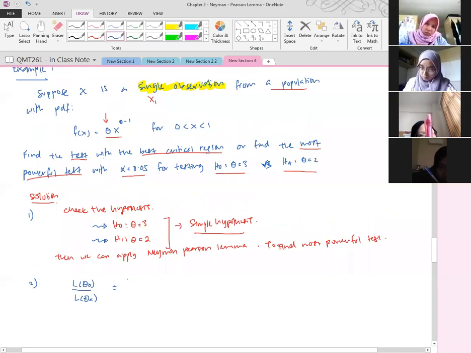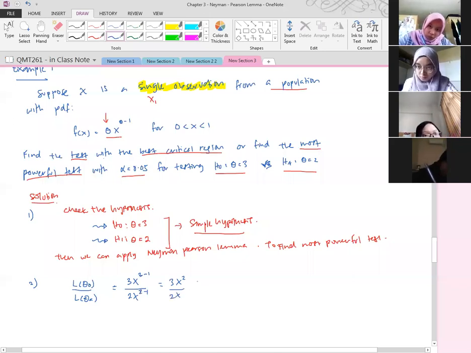So this one is for 3x power of 2. 3x power of 2 means I substitute the value of theta equal to 3 into theta x^(theta minus 1). So it should be 3x power of 2 divided by 2x power of 1. Right? So if you put it this way, 3 minus 1, 2 minus 1, it should be 3x power of 2 over 2x only.